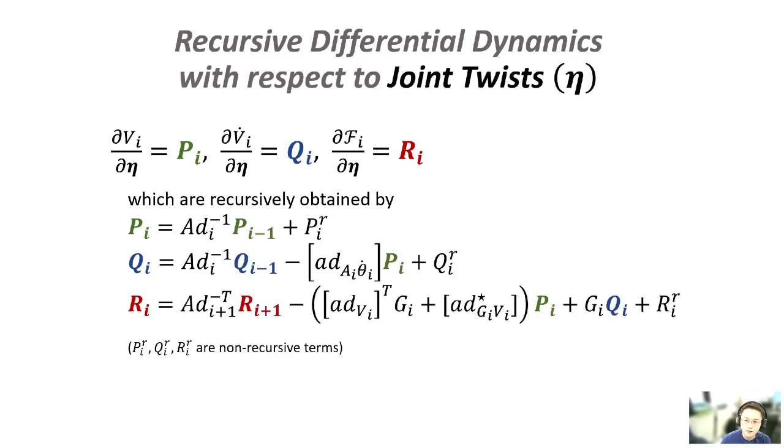Then, after doing some calculation, we get these recursive equations of P, Q, R. Note that because v_i depends on v_{i-1}, P_i also depends on P_{i-1}. Including the other equations for Q and R, the recursive relationships are the same as the original recursive dynamics. Please refer to the paper for technical details.